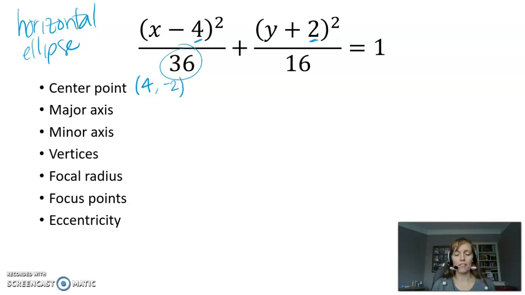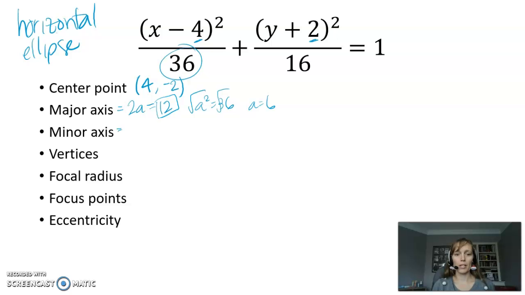Next thing I can identify is the major axis. We know that the major axis is equal to 2a, and we know from our equation that a squared is equal to 36. If a squared is equal to 36, I can take the square root of both sides, and I know that a is equal to 6, which means that the major axis, which is 2a, is going to be equal to 12.